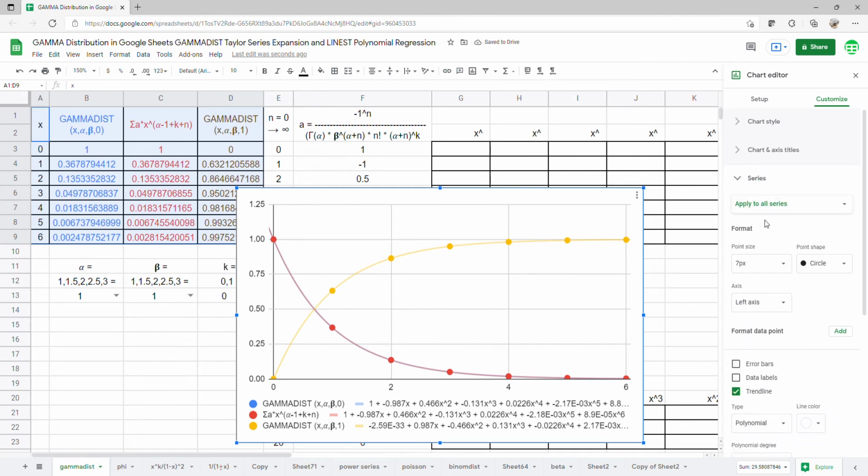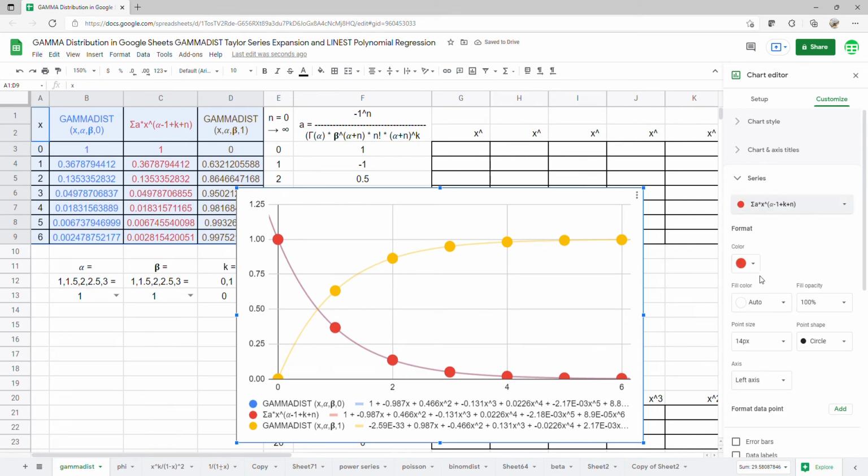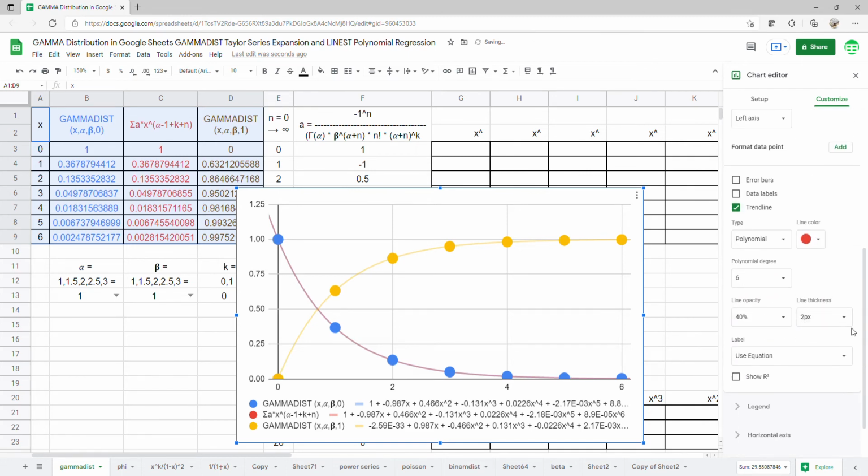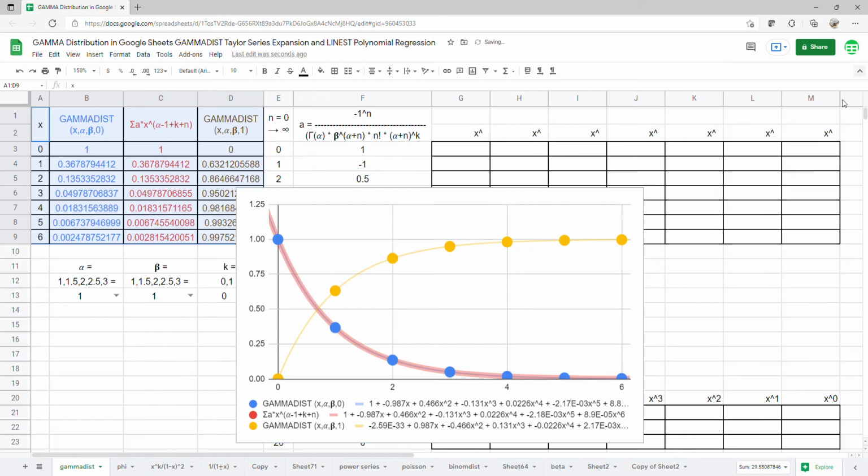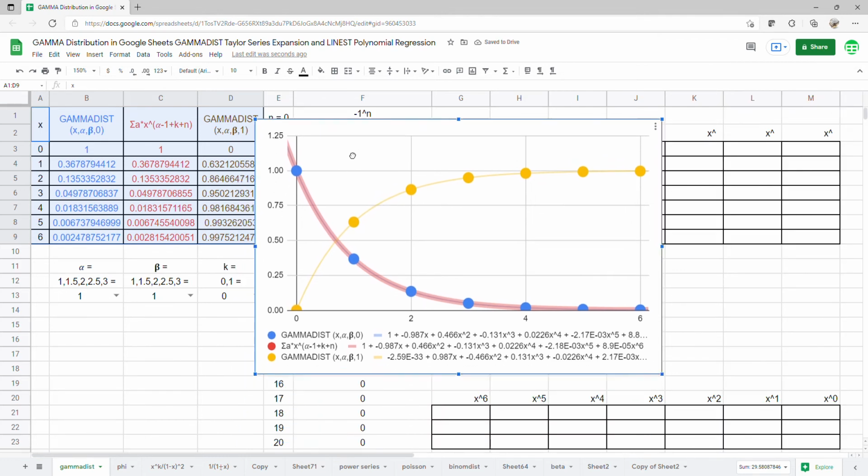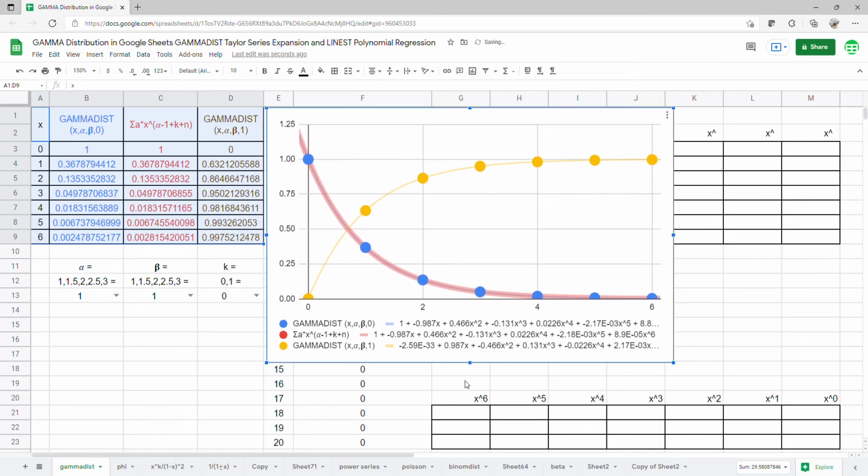For the series, the point sizes will be maximum, except for the expansion. The point size will be none, but its line thickness will be maximum. Now we have the trend line and polynomial of the gamma distribution.